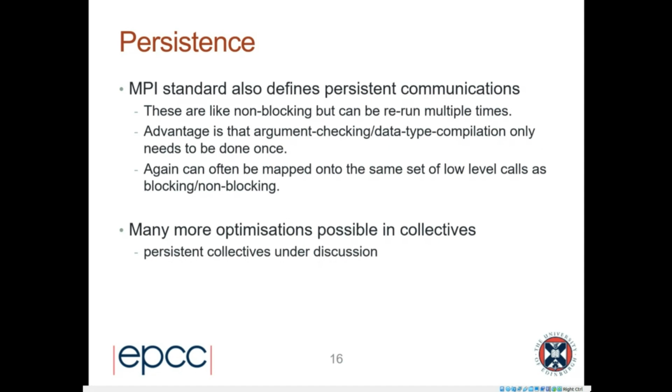But now we have persistent collectives, which I'm not going to talk about, but you can look them up. They're coming up in MPI 4. Persistent collectives are under discussion. I believe that they are actually defined now, at least in the standard, if not implemented. There's a lot more optimizations you can do, so persistent operations aren't particularly useful for point-to-point, but they will hopefully prove very useful for collectives.